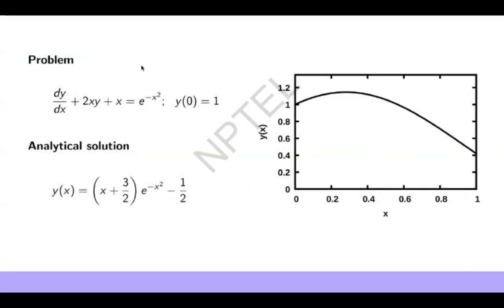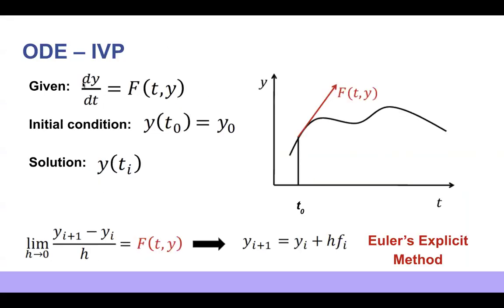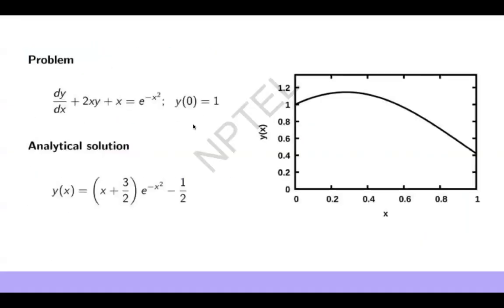Now we have to first rearrange this equation so that it is in this form. So dy by dx should be on one side, and the rest of the expression should be on the other side. How do you do it? You have to take 2xy and x to the other side. So finally it will become e raised to minus x square minus 2xy minus x is equal to dy by dx. And this is the initial value.